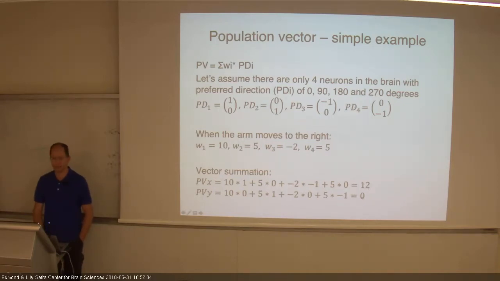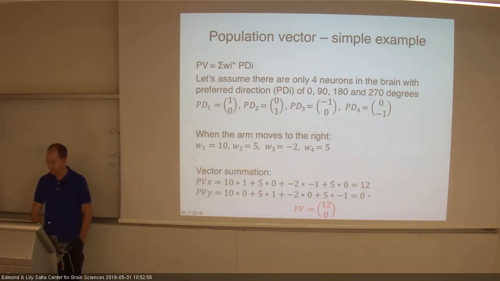And another thing to notice is that these values could be 12, 0, but it could be 100, 0. The size of the vector will tell you how much to move, and the direction will tell you the direction of movement. So if it's moving faster, we'll expect here larger responses.